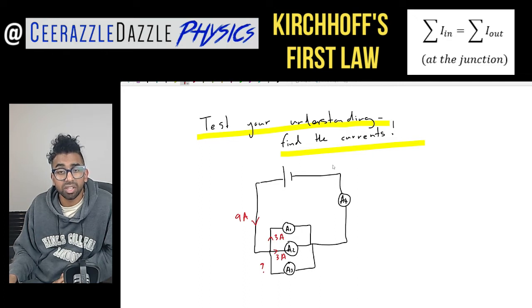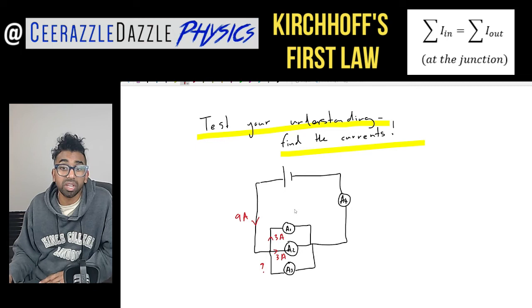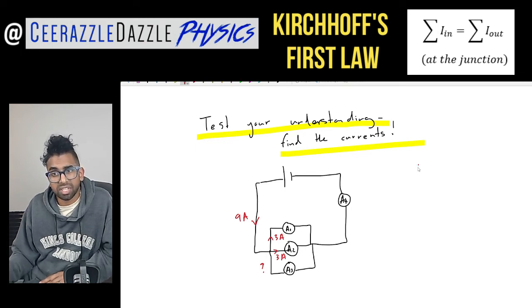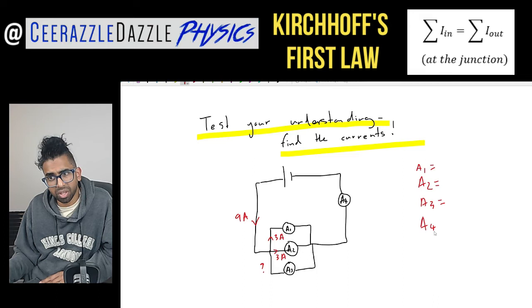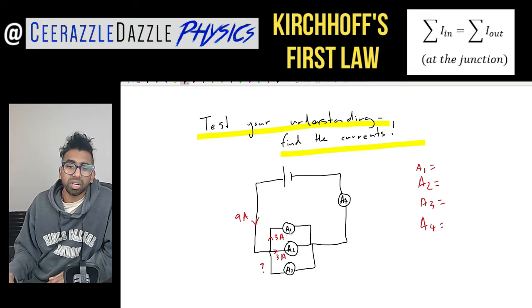Find the currents. Here I have an electrical circuit and I'm going to ask you to find the current that will be read off the ammeters A1, A2 and A3. So let's put it down over here. A1 equals what, A2 equals what, A3 equals what, and A4 will be equal to what? What will they all read? Right, A1, what will it read?